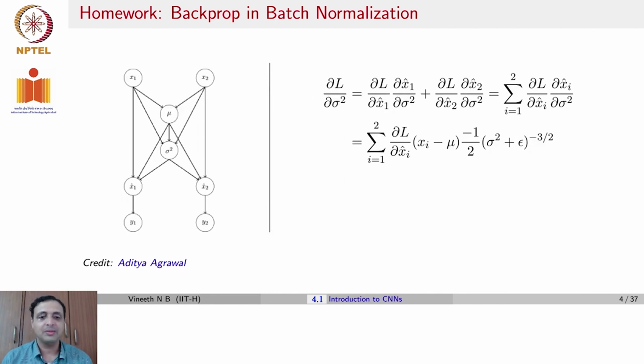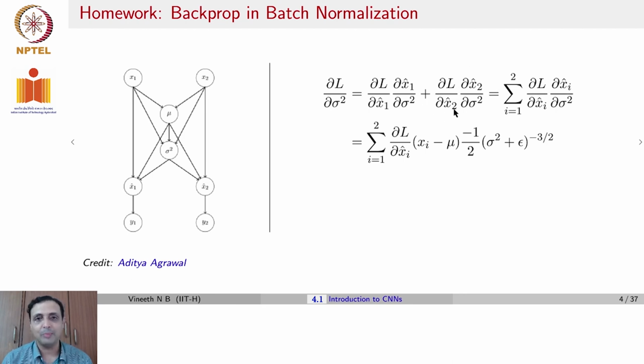Let's move on to the next term, which is going to be dou L by dou sigma square. We again need this because the gradient needs to pass through this to be able to go to dou L by dou x, which is going to be an earlier term, and all the other gradients in the previous layers. Dou L by dou sigma square is given by dou L by dou x1 hat, which we already computed on the previous slide, into dou x1 hat by dou sigma square, which is the new term that we need to compute. Similarly, we need to do this for all the x terms.